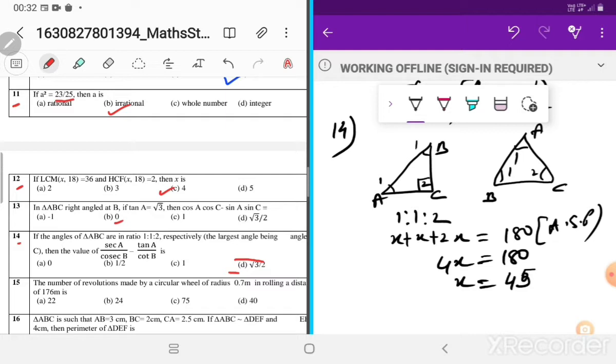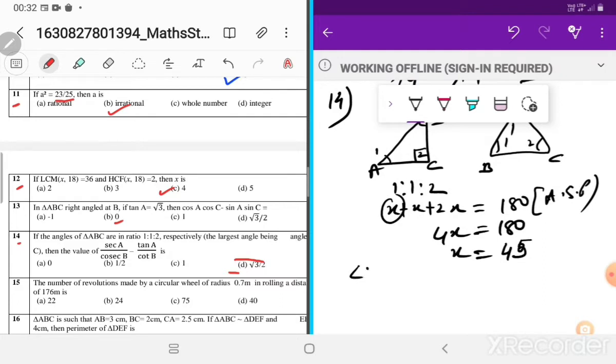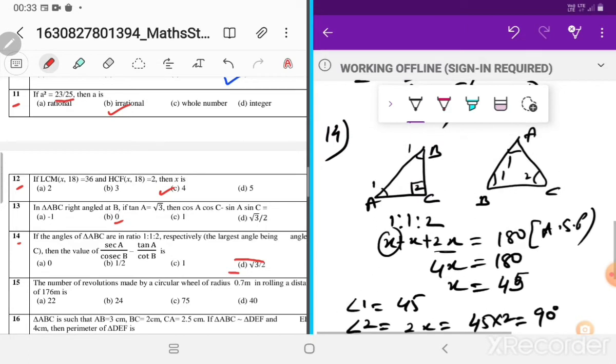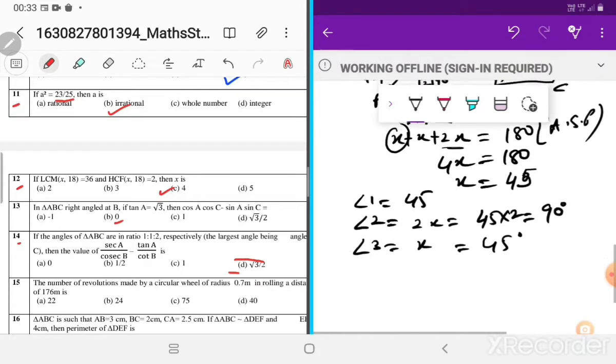So now that I know x, we can find all these three angles. My first angle is x, that is 45. Angle 2 is the largest angle, that is 2x. So 2x means 2 into 45, that is 90 degree, the biggest angle. And the third one, angle 3, is x only, that is angle 1. So again 45. So 45, 45 and 90. I have three angles now, right? This is 45 and here is 45. This is 90. So now you can put these values in whatever you have to find.